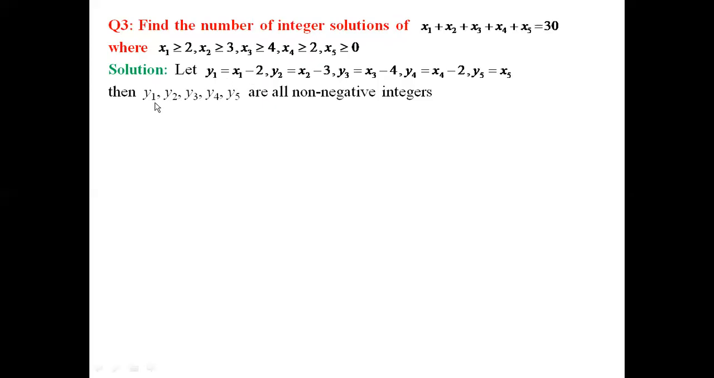So we observe that each of these y values is a non-negative integer, that is, yi is greater than or equal to 0. Only when we have the condition of non-negative integers will we be able to apply the formula for combinations with repetitions, given by C of n plus r minus 1 comma r. Now let us substitute each of these values, that is y1, y2 up to y5, in the given equation.